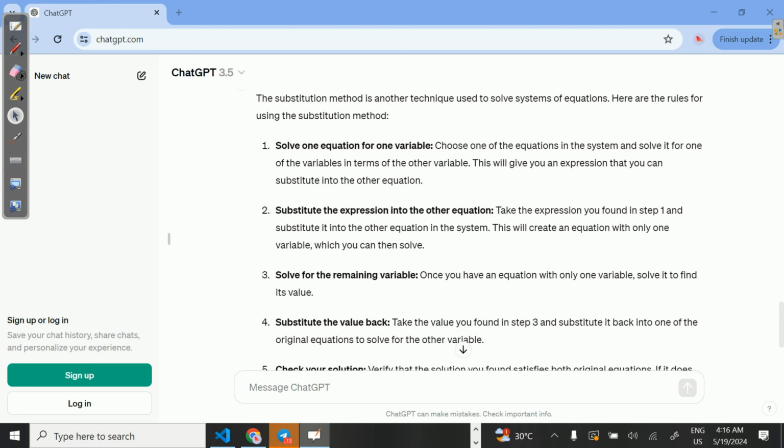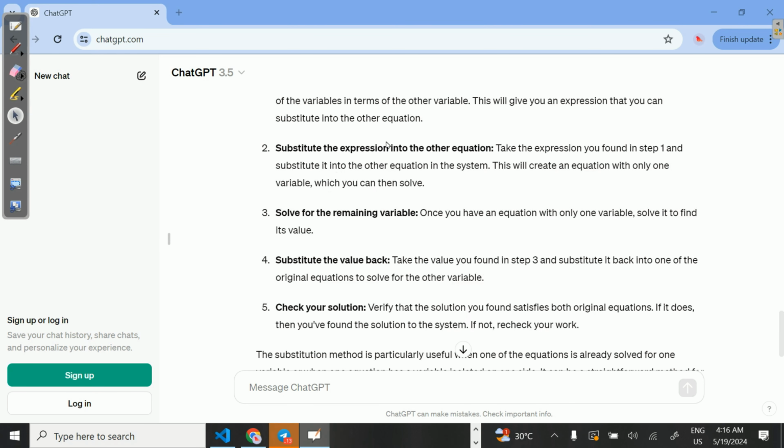First, solve one equation for one variable. Second, substitute the expression into the other equation. Third, solve for the remaining variable. Fourth, substitute the value back. Fifth, check your solution.